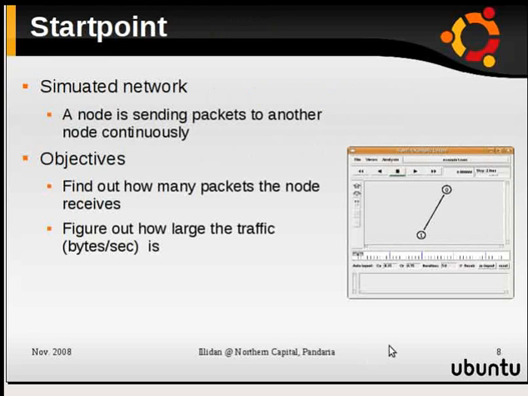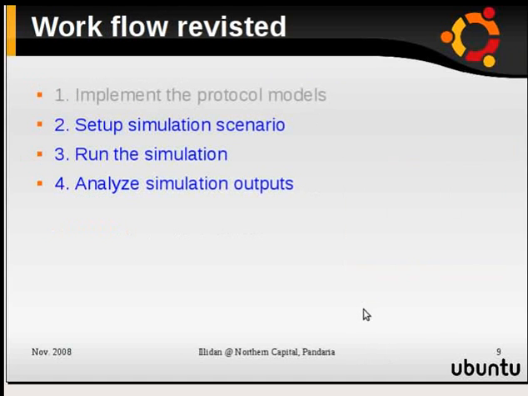Okay, within this example, we're going to simulate a network which only consists of two nodes. One node is sending packets to another node continuously. After the simulation, we'll find out how many packets the node receives and how large the traffic is. Okay, we'll first review the workflow. The first step is to set up simulation scenario and then run the simulation and then analyze the simulation outputs. We'll cover these topics sequentially.